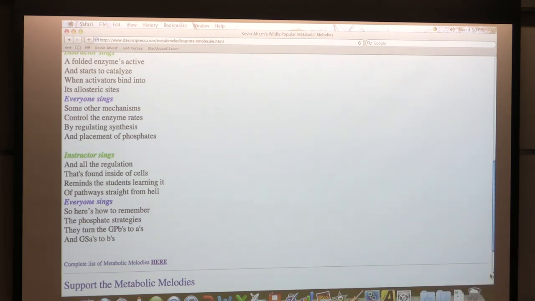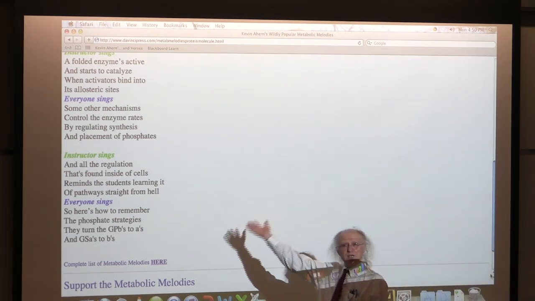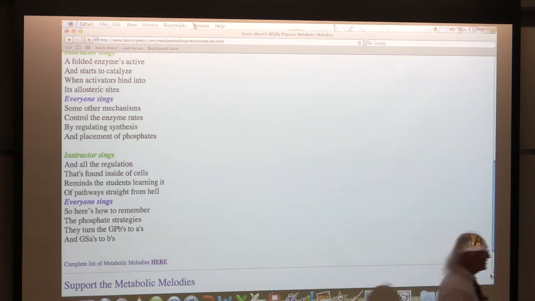So here's how to remember the phosphate strategies. They turn the GPBs to A's and GSAs to B's. A lot of things you guys will be learning very soon. Okay, see you tomorrow.